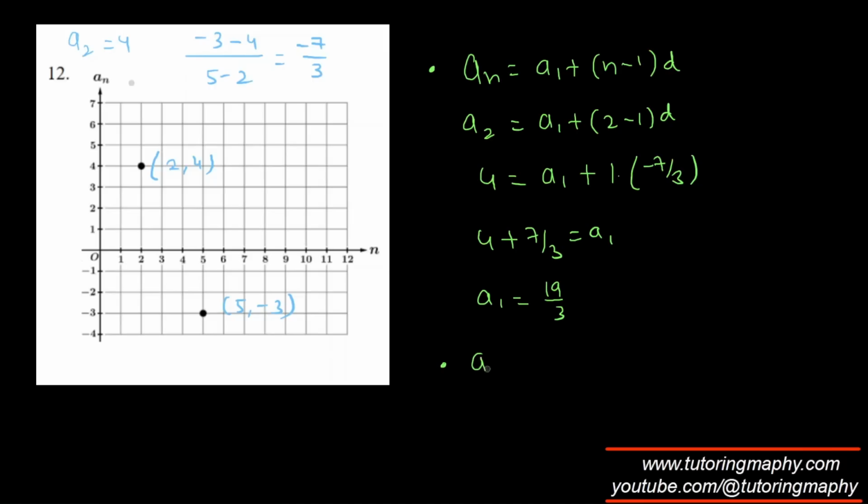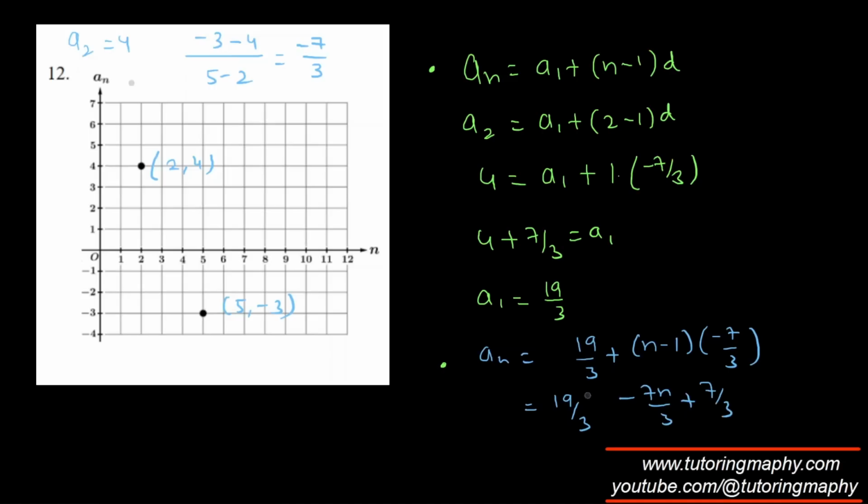All right. If this is a1, then the equation will be a sub n equal to a1, which is 19 over 3, plus n minus 1 times the common difference, which is negative 7 over 3. Let's open this up. So this will become 19 over 3 minus 7n over 3 plus 7 over 3. 19 plus 7 is 26. 26 over 3 cannot be simplified, so it's just 26 over 3 minus 7n over 3.